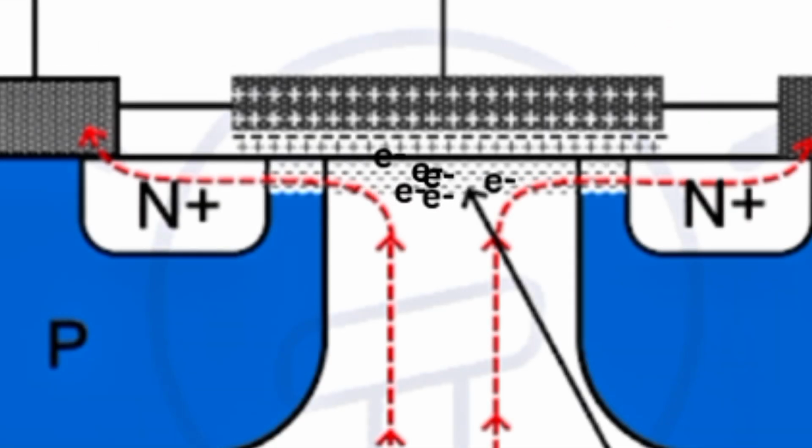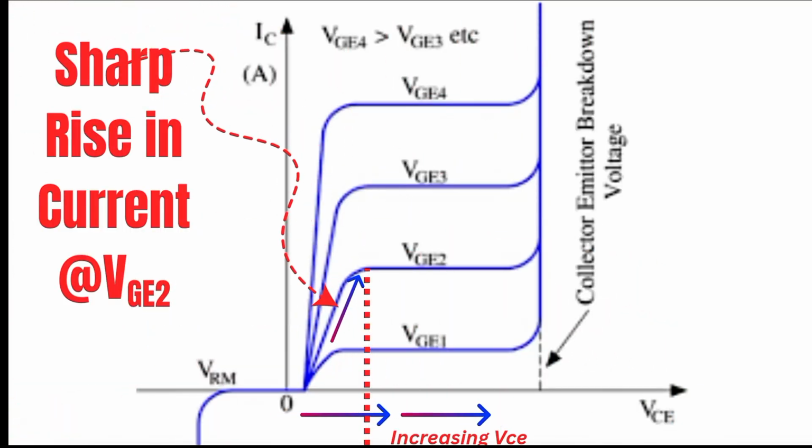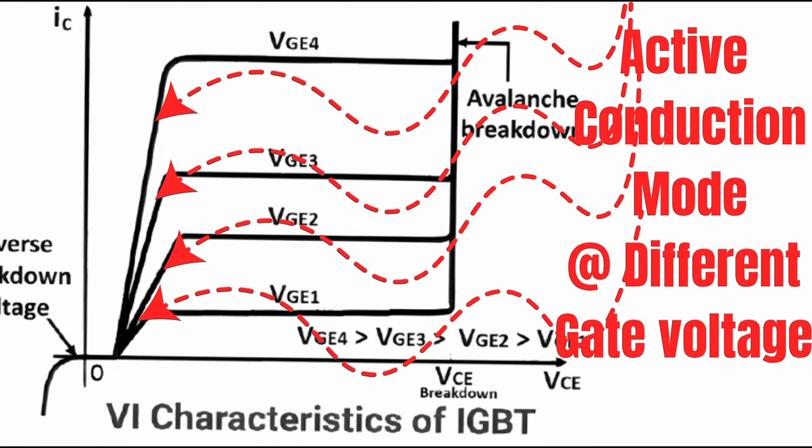First, electrons form a conduction channel through the MOSFET structure. This action then triggers the bipolar conduction mode, where holes are injected from the collector region into the drift layer. At this point, even a small increase in the collector-emitter voltage causes a sharp rise in the collector current. This is known as the active conduction mode.